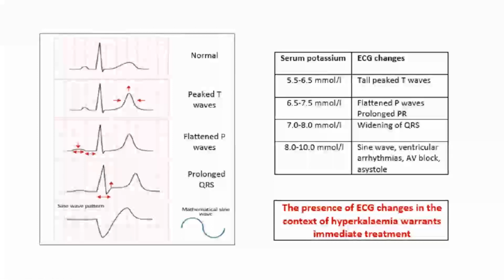However, when it is very high, you will get more changes in the form of flattened P waves, which is shown here, and then it can lead to a prolonged QRS complex. And at last, when it is lethally high, 8 to 10 potassium, you will get what we know as a sine wave, where there is a merging of the S and T. And this is known as a sine wave. It is like a mathematical sine wave. Yeah. So these are the typical changes of hyperkalemia.